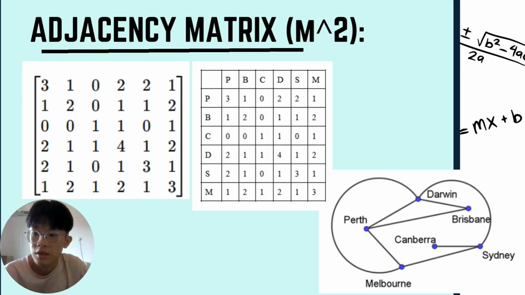When you square the adjacency matrix, the resulting matrix provides the count of two-step paths between cities. It tells how many distinct ways you can travel from one city to another city in exactly two steps. For example, the element at row P and column P indicates how many ways you can leave Perth, travel to another city, and return to Perth in two steps. You can see in the diagram from Perth to Devon and from Devon back to Perth, it only requires two steps, and it's similar for Perth and Brisbane and for Perth and Melbourne.